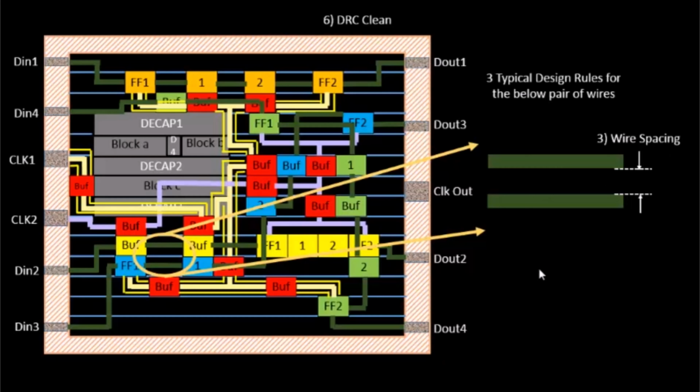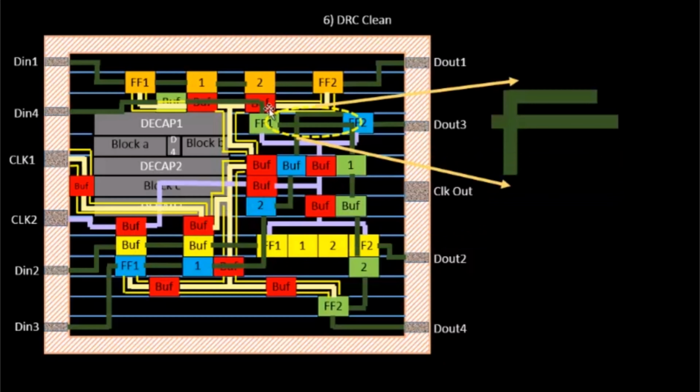Let's look into another section. For example, let's say we have this section. It has two nets. One is this one, which is an orthogonal net, and the other is a straight net going above it.